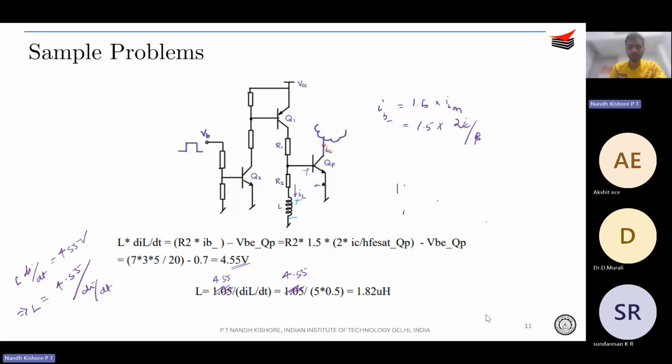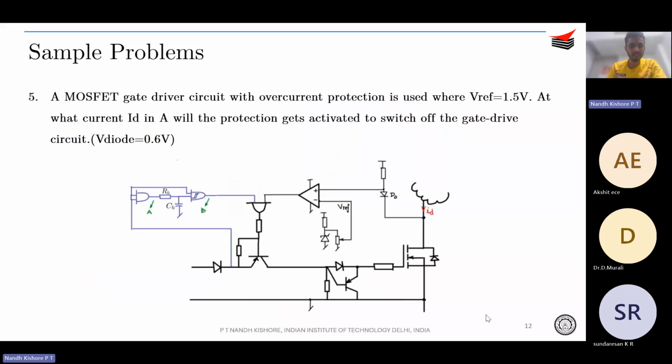Okay, so this was just a KVL problem, right? So we will move ahead with the next question, which is a question based on overcurrent protection, right? So a MOSFET gate driver with overcurrent protection is used, wherein Vref is 1.5 volts. That is, this particular voltage is 1.5 volts. At what current ID in amperes will the protection get activated to switch off the gate drive?